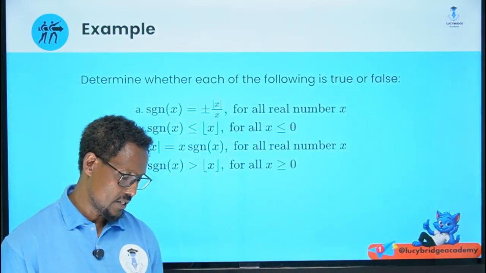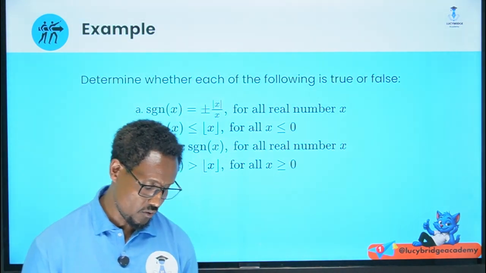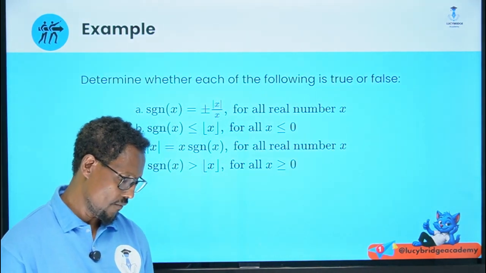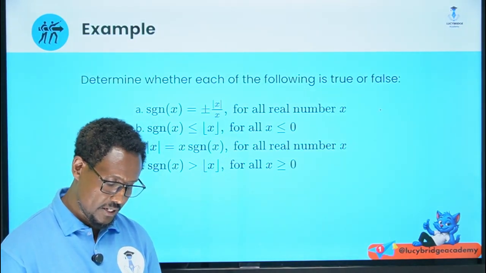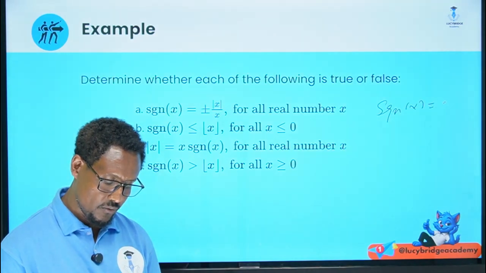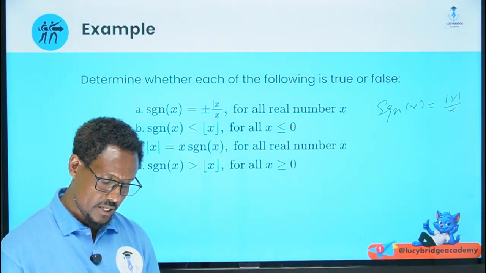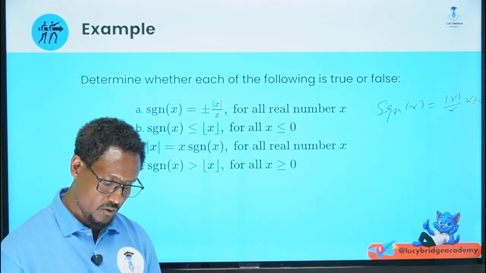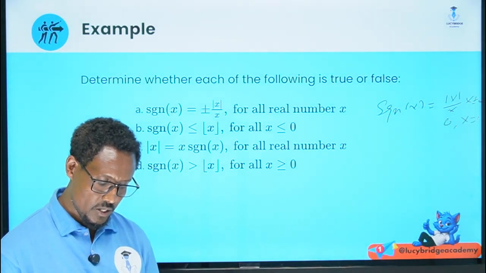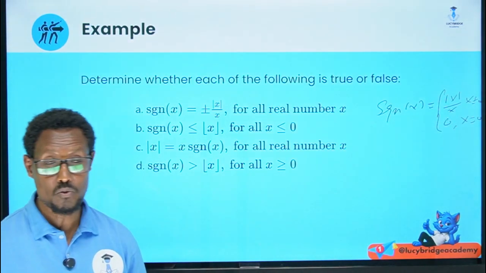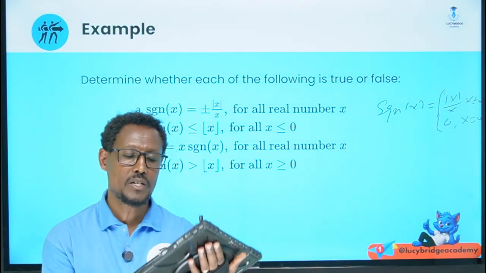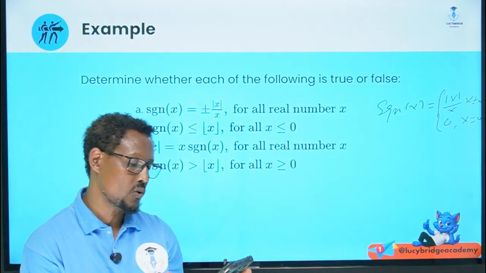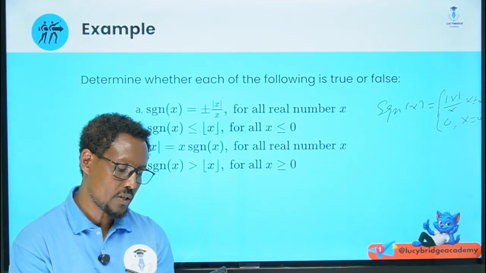The last one: determine whether each of the following is true or false. Signum of x is equal to, as you remember, how did we define signum of x? Absolute value of x over x if x is different from 0, and 0 if x is equal to 0. But this is plus or minus square root of x squared, for all real number x, so for x equal to 0 it is not defined, which is false. Okay, this is false.